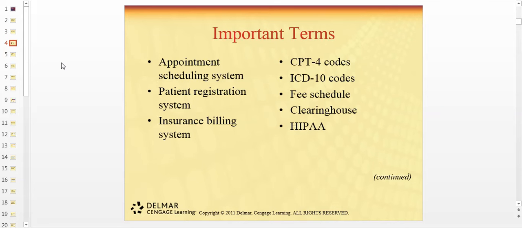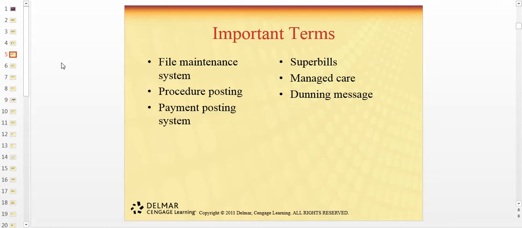Alright, so the important terms, and there are some corrections that you need to make. The appointment scheduling system, patient registration system, insurance billing system. CPT, it should just be CPT. You can take the 4 off. There is no CPT 4. ICD-10, fee schedule, clearinghouse, which you already know about, and HIPAA, which has been beaten like a dead horse. You know what I'm talking about. File maintenance system, procedure posting, payment posting system, super bills, which I've expressed to you before, but I'll show you again, managed care, and dunning message.